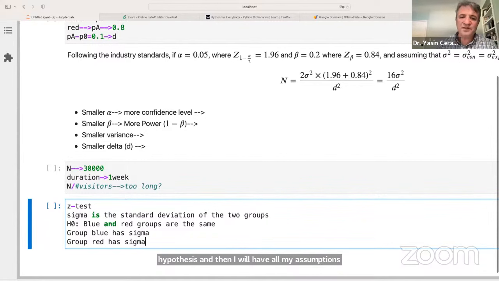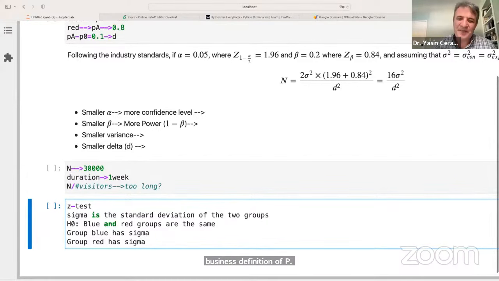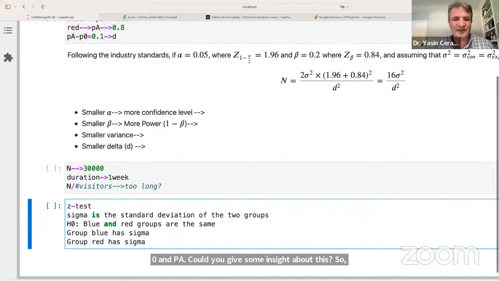Okay. Of course, it depends on the industry, but how can we define the D? Maybe we need to know what is the business definition of P0 and PA. Could you give some insight about this? So again, yes, that is totally correct, it totally depends on the industry.